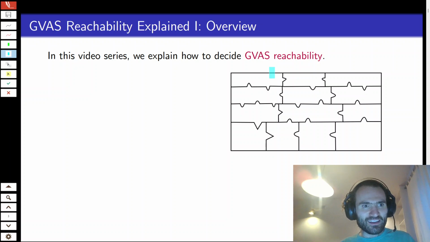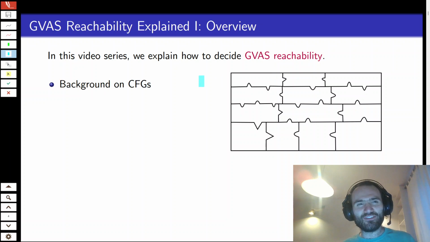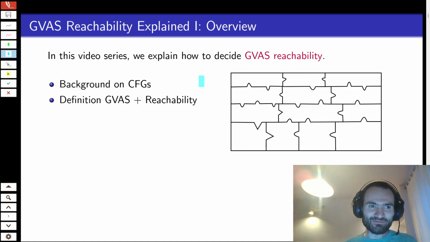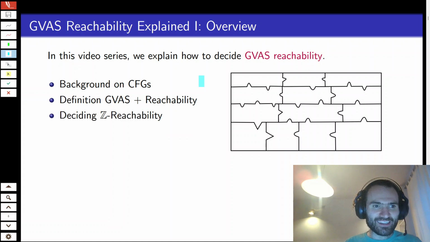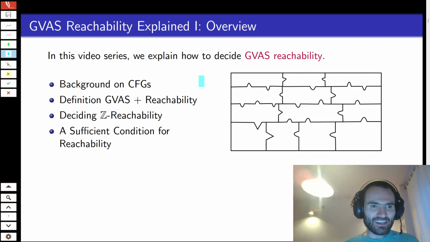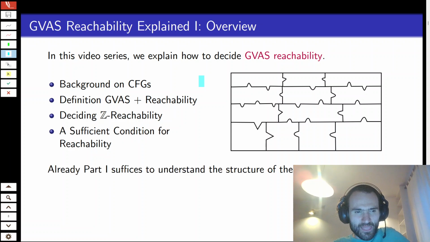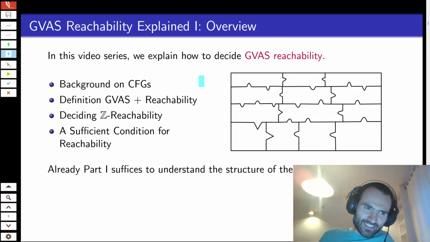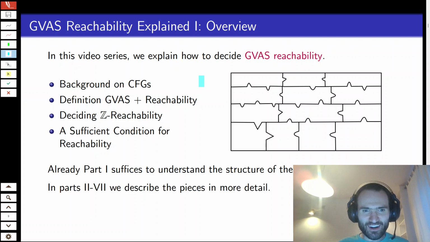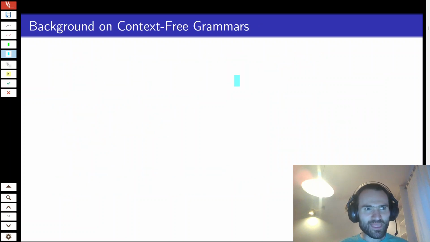So, more specifically, the table of contents for today is background on CFGs, definition of GVAS plus the reachability problem, deciding Z reachability, a tool to decide reachability, and finally a sufficient condition for reachability and the corresponding algorithm this leads to. As already mentioned, this video 1 suffices to understand the structure of the algorithm, and videos 2 to 7 will describe the pieces in more detail, the pieces of this complicated mosaic.